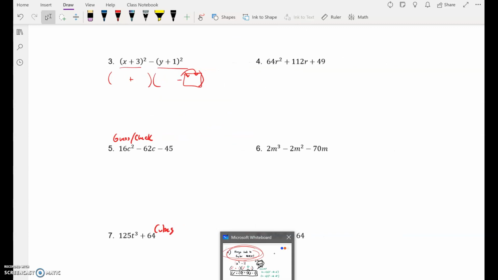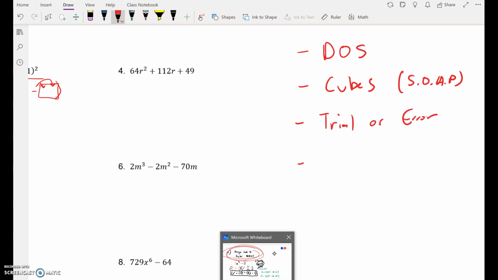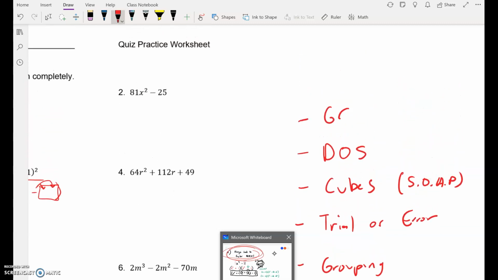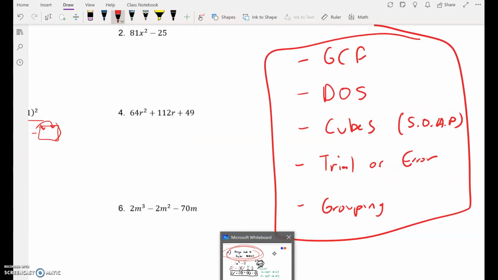That's how you should attack every problem tomorrow on the quiz. Is there a GCF? How many terms? So you can select your method. Remember, your methods that you need to practice are difference of squares, cubes, which is your SOAP formula, trial and error, or guess and check, and grouping. Those are the only 4 methods you need to make an A on this. Now you got to be able to, and also you always look for a GCF. Those are the methods. Now you might have to interchange them and use multiple right on a certain problem.